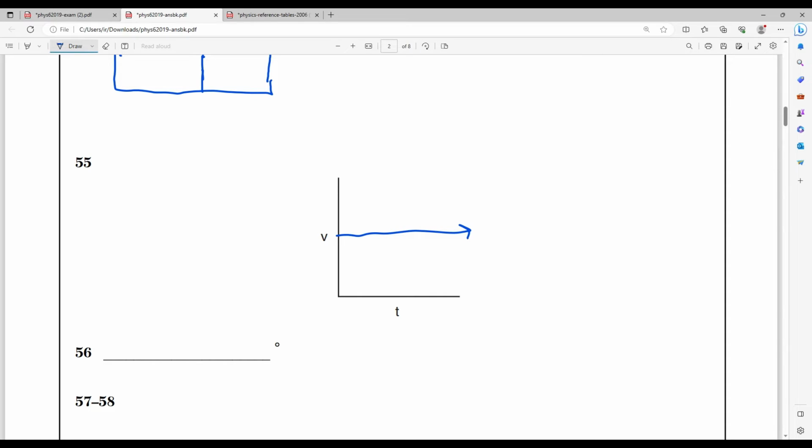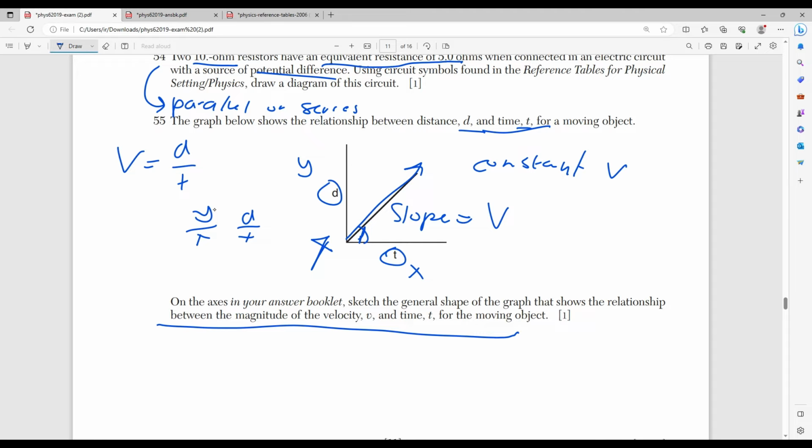If my velocity doesn't change, that means I'm increasing by the same amount of distance in the same amount of time. For example, if my velocity was 5 meters per second, that means that every second I'm increasing by 5. Every second I'm increasing by 5. This is going to be a straight line because each one of these is just increasing by 5 over each interval. It's the same, right?